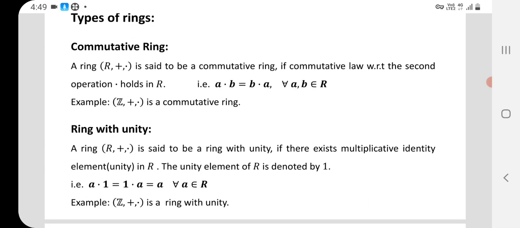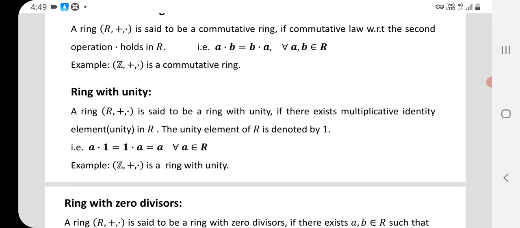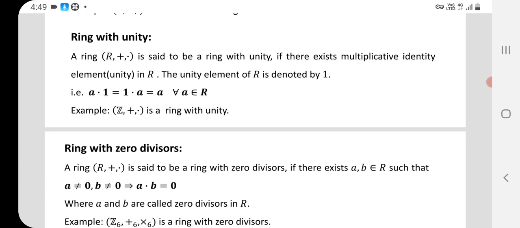Second one, ring with unity. A ring is said to be a ring with unity if there exists a multiplicative identity element, that is unity, in R. The unity element of R is denoted by 1, that is A·1 equals 1·A equals A for all A belonging to R. Example, again the set of all integers is a ring with unity. Next one, ring with zero divisors.